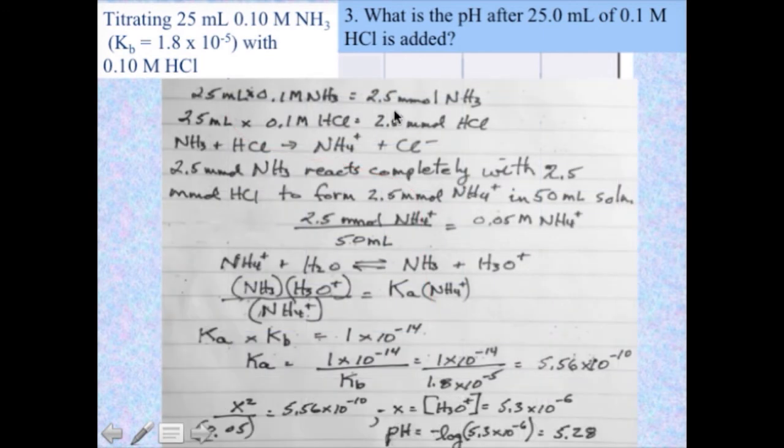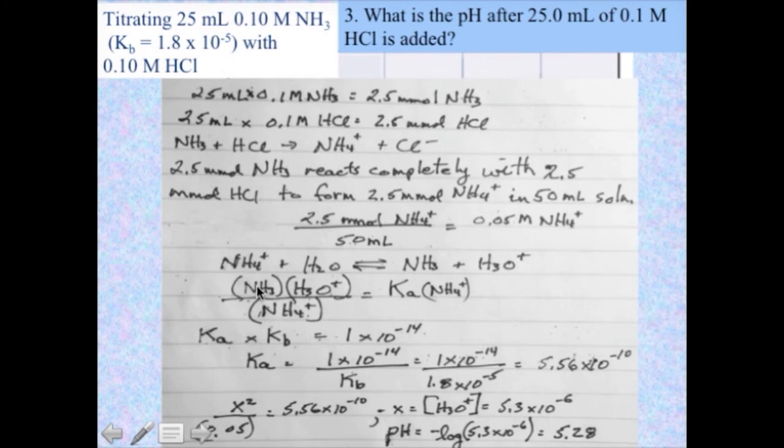So as I noted, we have 2.5 millimoles of ammonia and 2.5 millimoles of HCl, which means all the ammonia is going to be neutralized. And therefore, we need to figure out what the pH is going to be at the equivalence point. Now, at the equivalence point, we have 2.5 millimoles of ammonium ion that was formed in the neutralization, and a total of 50 milliliters of solution, 25 and 25. That gives us a molarity of 0.05 molar for the ammonium ion.